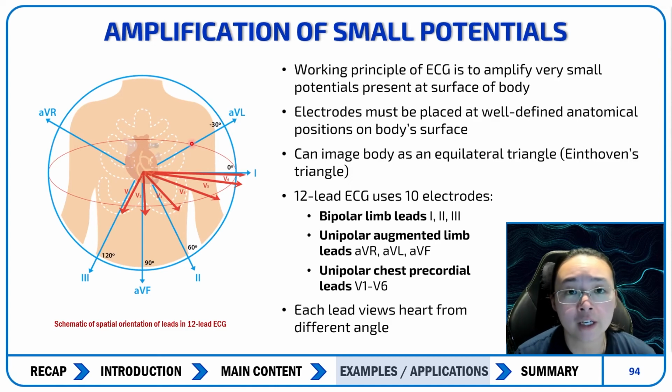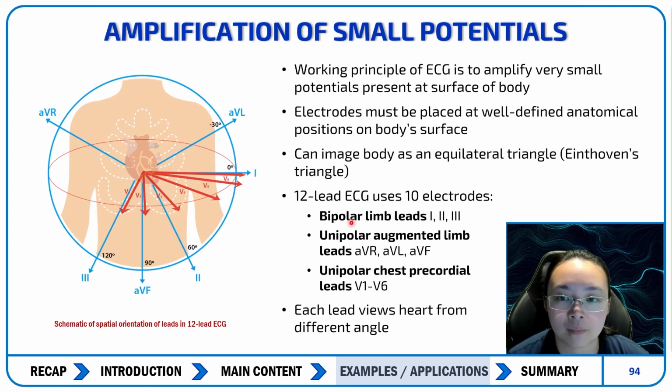You can imagine the body as an equilateral triangle, which is Einthoven's triangle, and you can see 1, 2, 3 spots over here to create Einthoven's triangle based on where the heart is. Usually, there's a 12-lead ECG that uses 10 electrodes. You have bipolar limb leads. So you have 1, 2, and 3 over here. You have unipolar augmented limb leads. So you have AVR, AVL, and AVF.